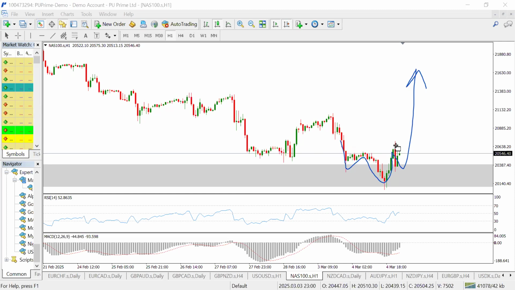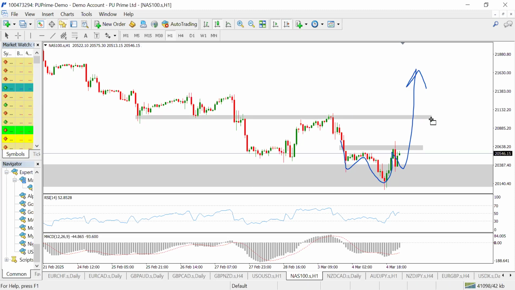Now that also is anticipated to take place after price breaks above the neckline region into the bullish direction. And for profit taking, price is equally expected to target this key level, this support turned resistance level on the NAS 100. All right, that will be all from my end concerning this analysis.